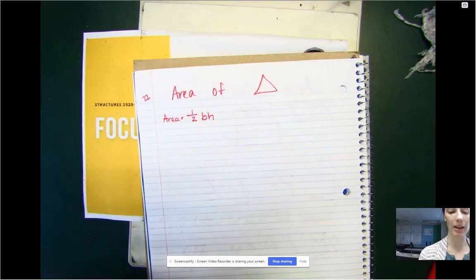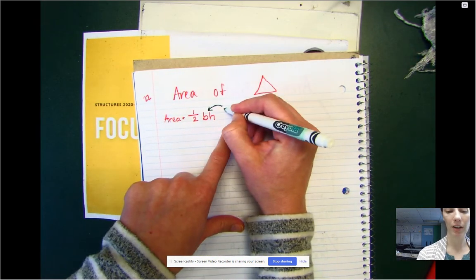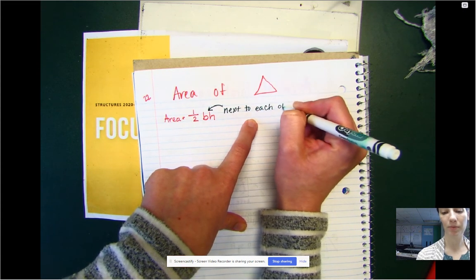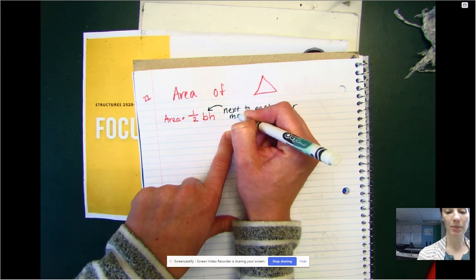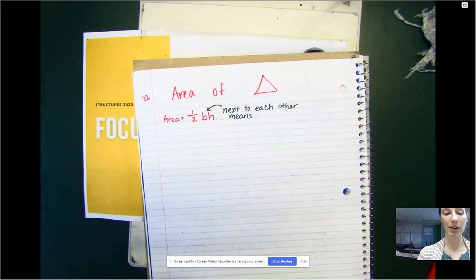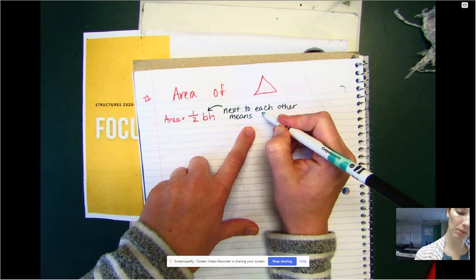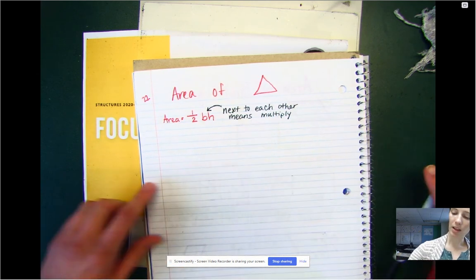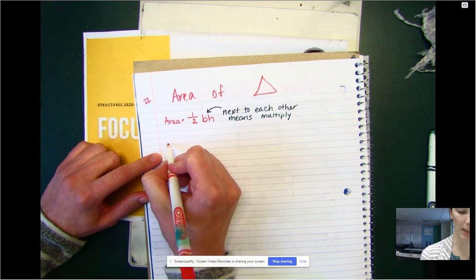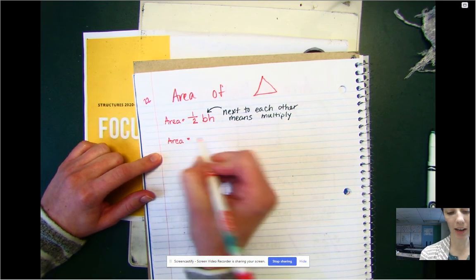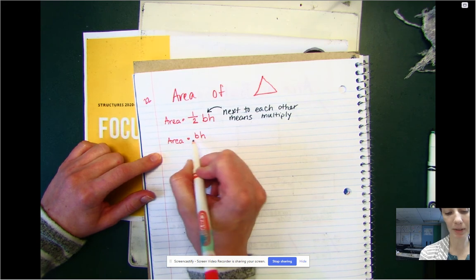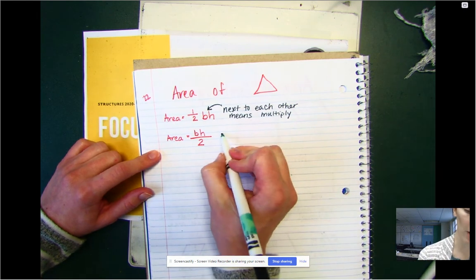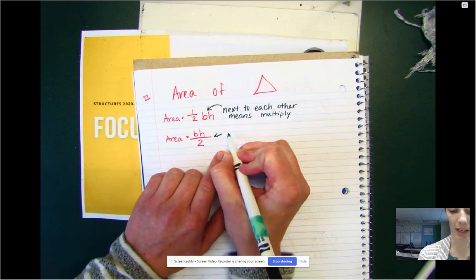Because remember that when things are next to each other, that means multiplication. So when we talked about that in the algebra unit, I was getting you ready for this. Next to each other means multiply. Okay, the other way we sometimes see this written is that area equals base times height divided by 2. And when they're on top of each other, that means divide.